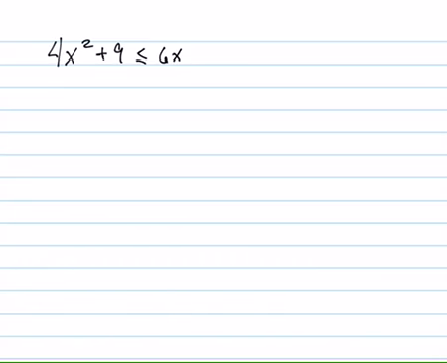So the first step is to put it in standard form. So let's move the 6x over. So it's minus 6x plus 9 is less than or equal to 0. And now I'm going to graph this right here.